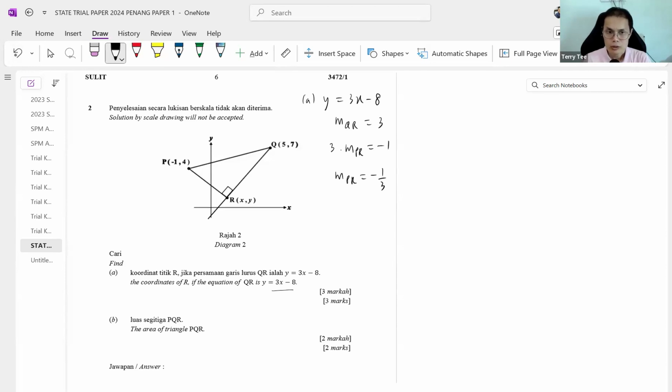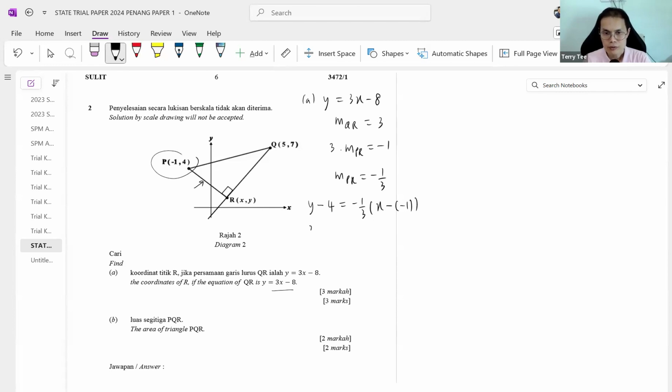Okay, so we know the gradient of this line. But to find the coordinates, we need to find the equation of straight line PR first, and then solve simultaneously with the equation of QR. Now, for PR we know the gradient, and we know point P, so we know one point. So we can use y minus y1. Your y1 is 4, your gradient is -1/3, times x minus x1. Your x1 is -1.